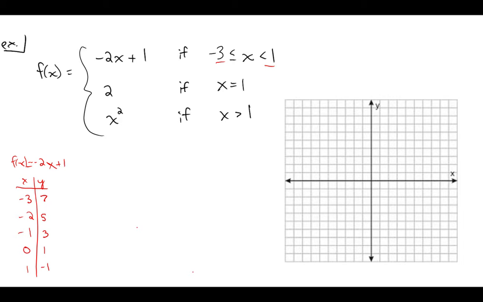So I'm going to go ahead and graph these. My first dot should be solid because it has that or equals to, and this one should be open because it does not. So negative 3, 7.